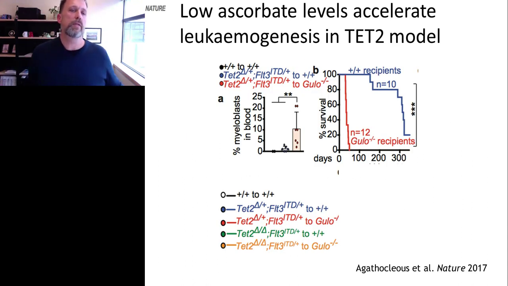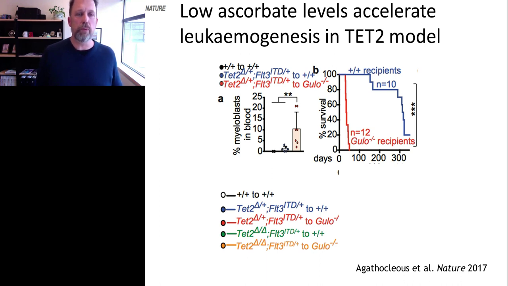leukemogenesis. So in this particular figure taken from the second paper, what is being shown here is another mouse model, but in this case, instead of using the HOXA9 oncogene, using the FLT3 ITD.